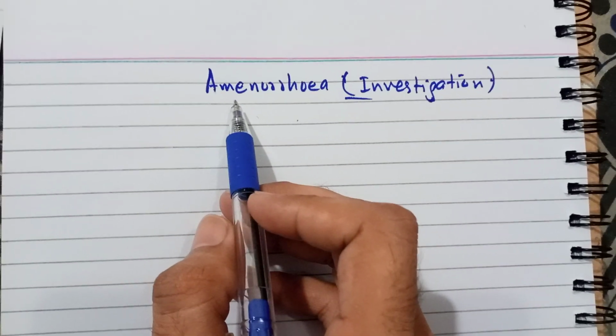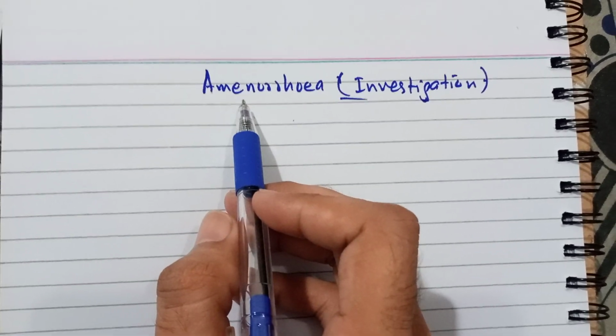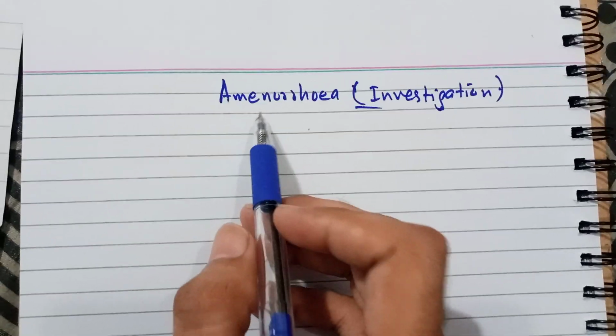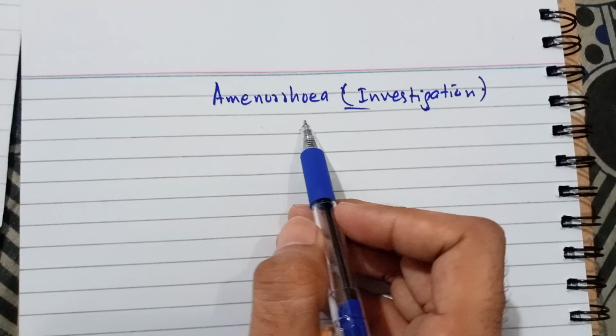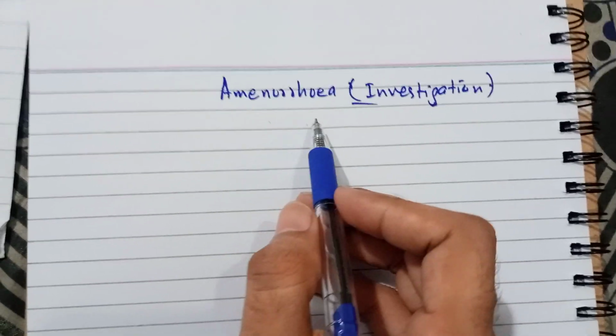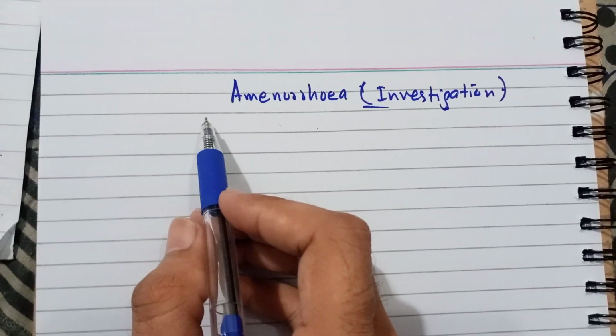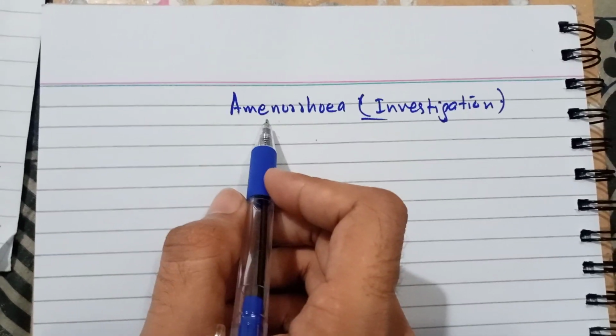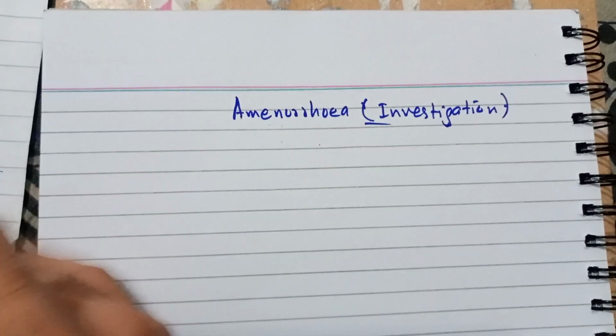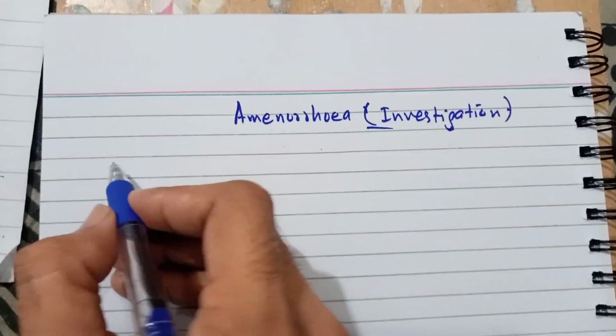In this video I will tell you about the investigations that we do in case of amenorrhea. Amenorrhea is the failure of the start of the menstruation in case of primary amenorrhea, or the absence of the menstruation for more than 6 months in the absence of pregnancy in a reproductively active woman.